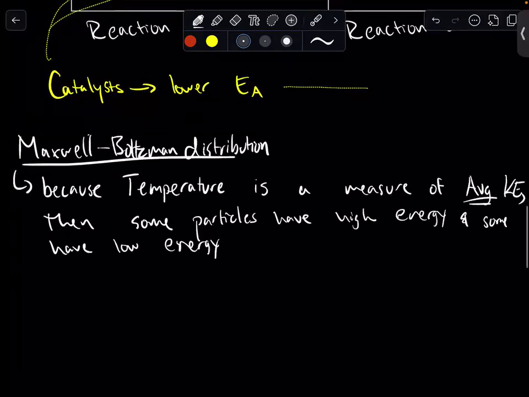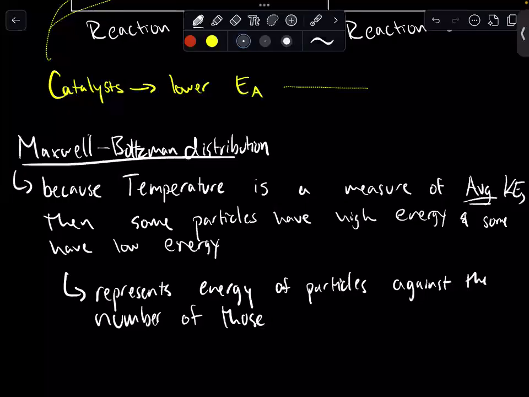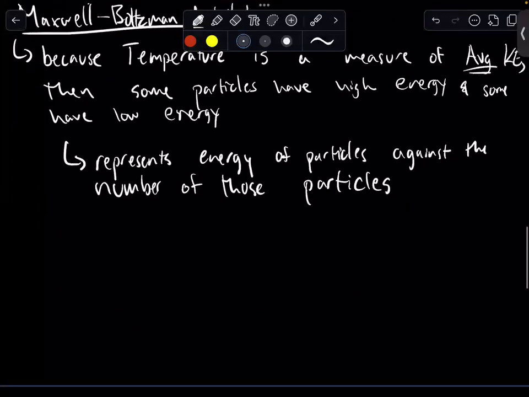But this curve shows these particles and it represents energy of particles against the number of those particles, which sounds confusing, but once we look at a Maxwell-Boltzmann distribution, we will be able to understand what we mean.